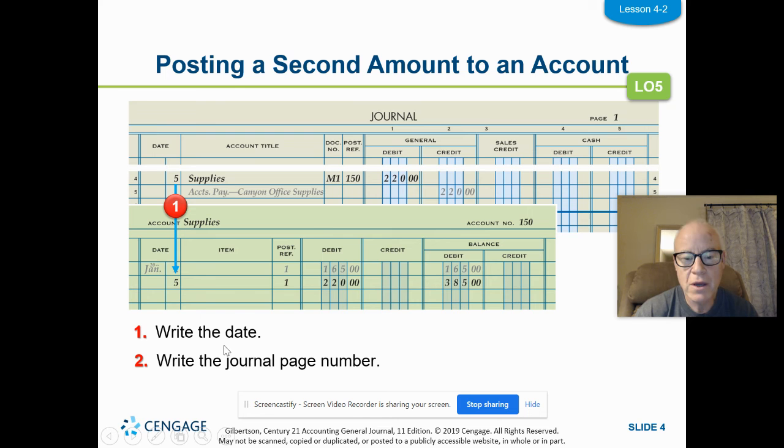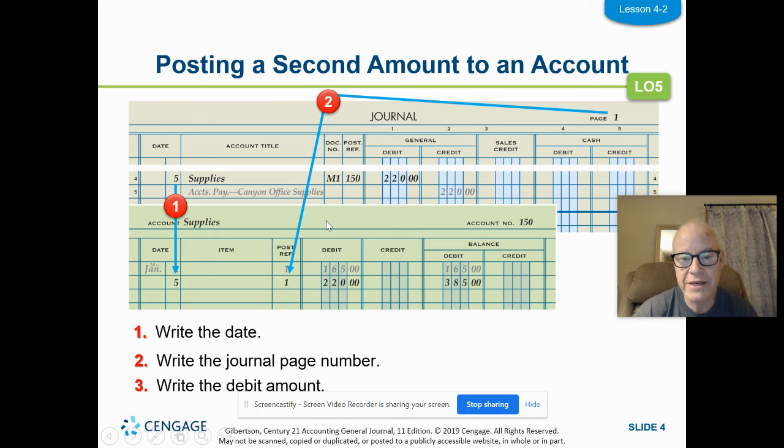So we write the date. We write the journal page number. We're still on page 1. We're going to put that in our post reference column. We're going to write the debit amount. We're bringing over $220 from our general debit column, supplies, down here as the debit amount, 220. Again, supplies has a normal debit balance. So if we're debiting supplies and our previous balance was 165, we're going to add 220 to come up with a new balance of 385. We've had two transactions, both debits, both increases to supplies.